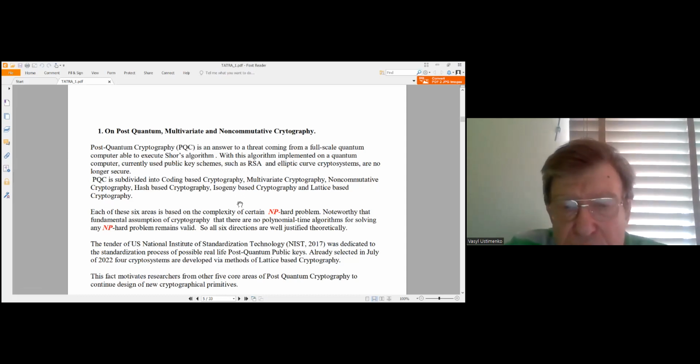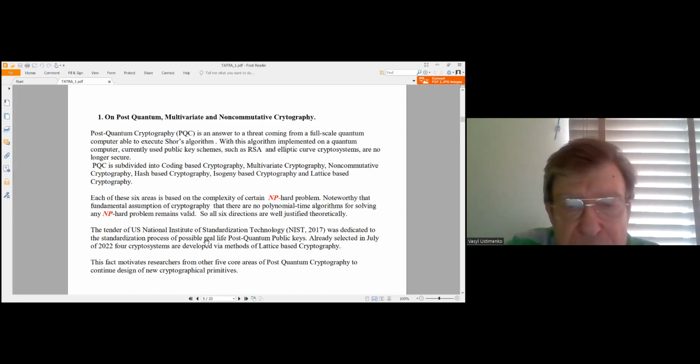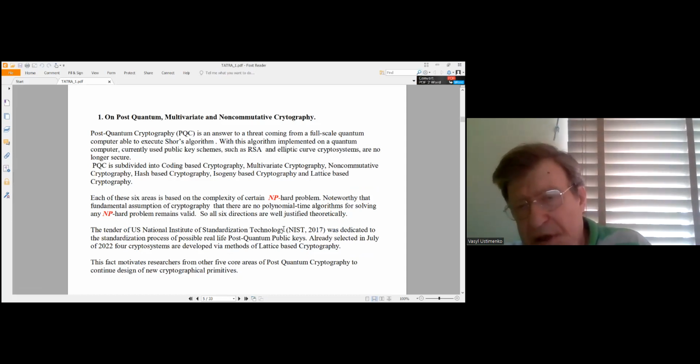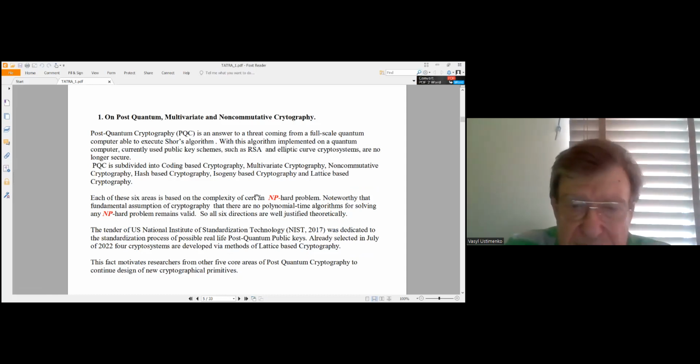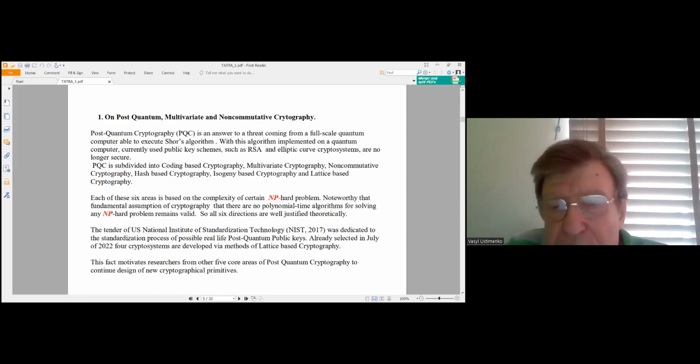But in 2017, the National Institute of Standards and Technology of the USA started the standardization process for possible real-life post-quantum public keys. It's just one type of instrument because there are other asymmetric cryptographic algorithms. Actually, in July 2022, four cryptosystems were already selected for standardization, and they are all from lattice-based cryptography.